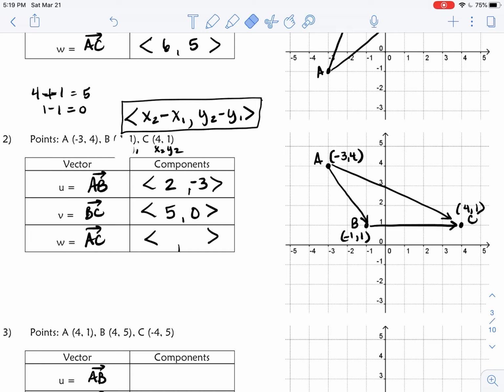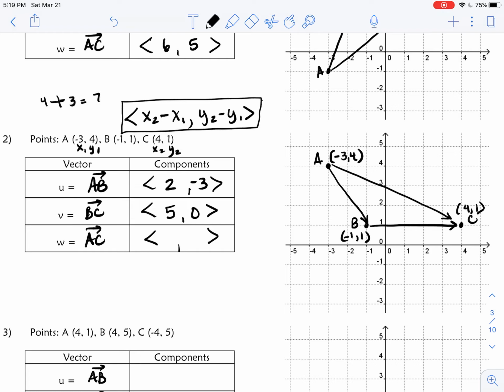And then my last vector, I'm going to go ahead and erase these again and label them. Okay, so I'm going from A to C. And so my x1, y1 are the A, and my x2, y2 are my C. And let's go ahead and do my little scratch work. So x2, which is 4, minus x1, which is -3. A double negative makes that plus, and so that's 7.